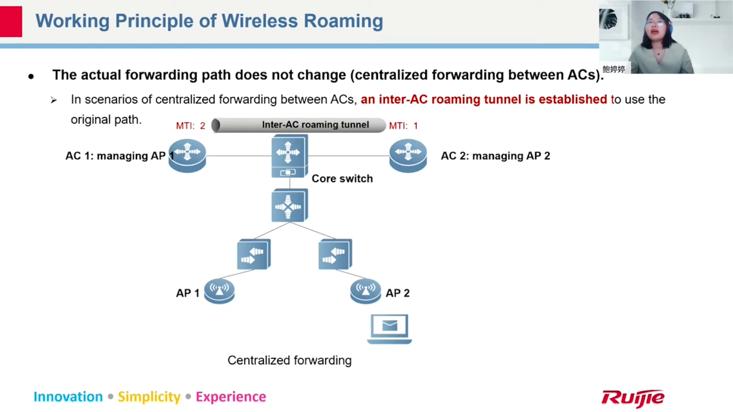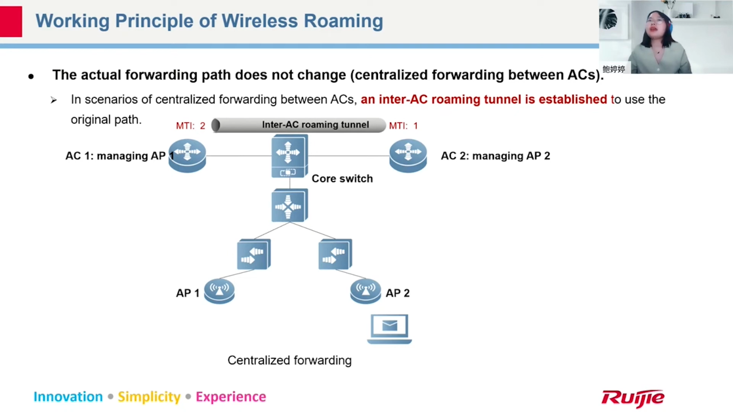So between AC1 and AC2, we have to establish the inter-AC roaming tunnel. To establish the tunnel, we have to add the configuration. After we establish the tunnel successfully, we will have the MTI value to indicate different tunnel interfaces. The right one, the MTI value is 1, and the left one, the MTI value is 2. Then the message is sent out to AP2. The message will be sent to AC2 at first, AC2 will send it out to AC1, and then AC1 will send the message again.